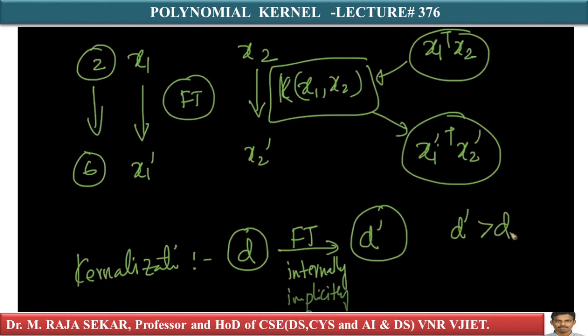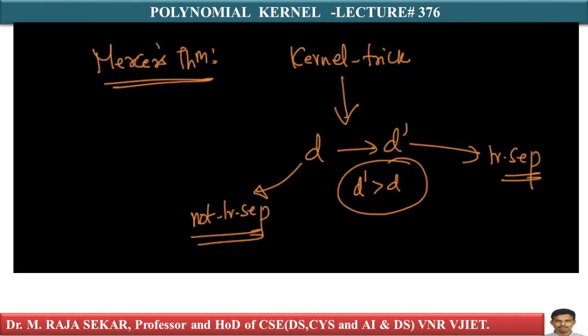There is a nice theorem called Mercer's theorem. This theorem is one of the important theorems with respect to kernels. What Mercer's theorem says is that kernel trick, or kernelization, basically takes data from d-dimensional space and converts it into a higher dimensional space d dash, typically d dash greater than d. Using the right kernel, data that may not be linearly separable in d dimensions becomes linearly separable in d dash dimensions. Using the right kernel is important, isn't it? We will try to understand Mercer's theorem with all its conditions in future classes in detail. For the time being, just try to get the intuition of this theorem.